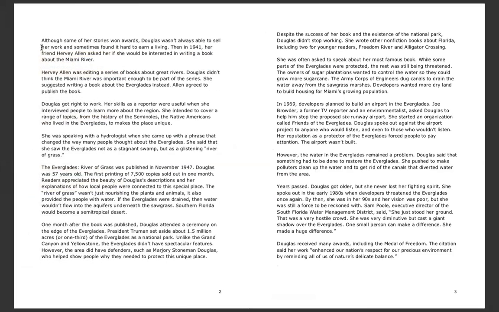Although some of her stories won awards, Douglas wasn't able to sell her work and sometimes found it hard to earn a living. Then in 1941, her friend, Hervey Allen, asked if she would be interested in writing a book about the Miami River. Hervey Allen was editing a series of books about rivers. Douglas didn't think the Miami River was important enough to be part of the series. She suggested writing a book about the Everglades instead, and Allen agreed to publish the book.